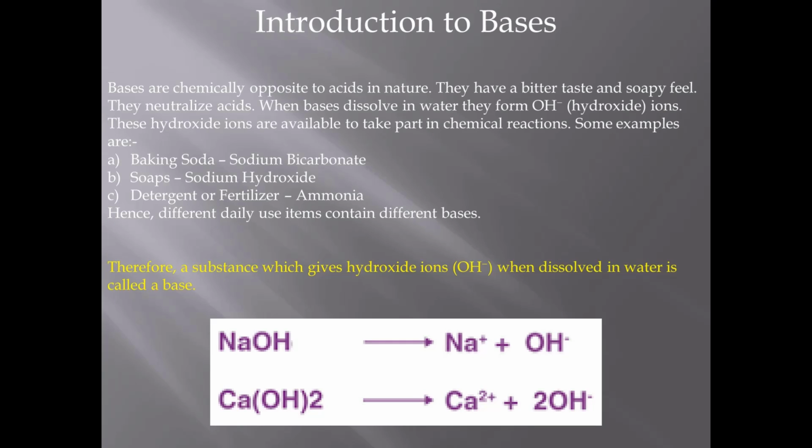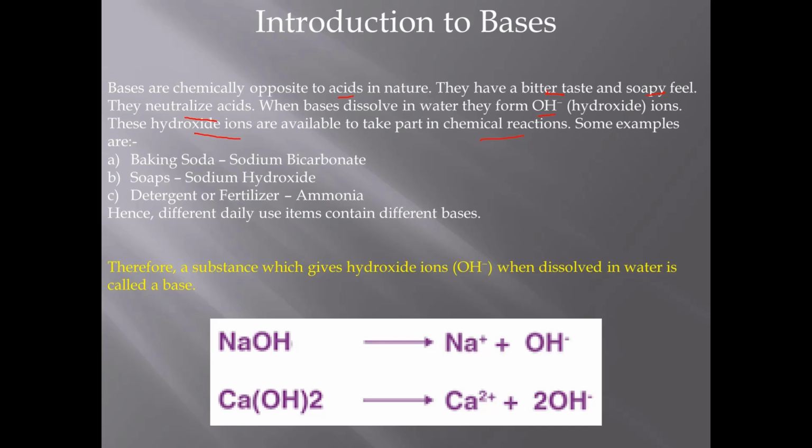So bases are chemically opposite to acids in nature. In the last video we had seen how acids react, and bases are exactly opposite to acids in nature. Bases have a bitter taste and they have a soapy feel. Bases neutralize acids, and when bases dissolve in water, they form OH minus ions, that are hydroxide ions. And these hydroxide ions are available to take part in chemical reactions. This means that these ions are independent and they can take part in chemical reactions independently.